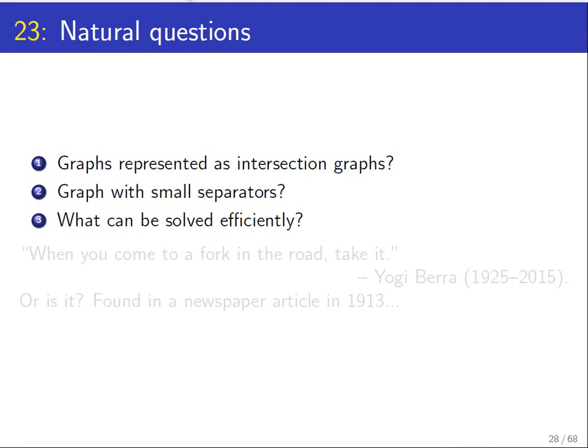What other graphs can be represented as intersection graphs? What kind of graphs have small separators? And what can we do algorithmically with such graphs? And as Yogi Berra said, when you get to a fork in the road, take it. So I'm going to touch all 3 points.